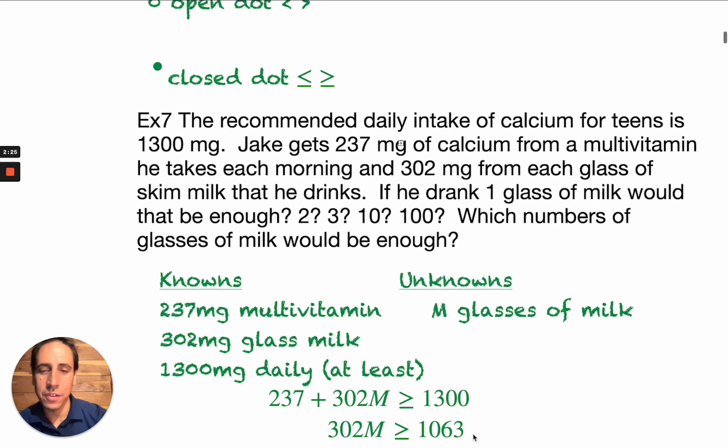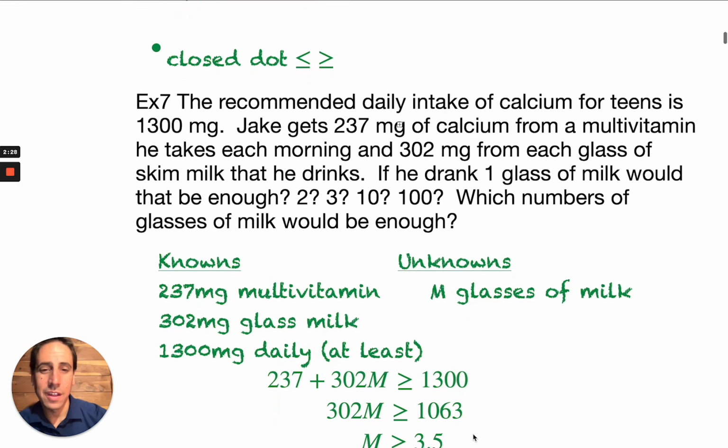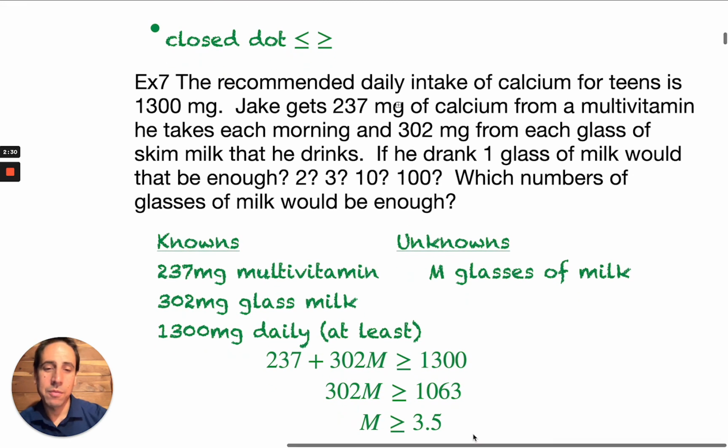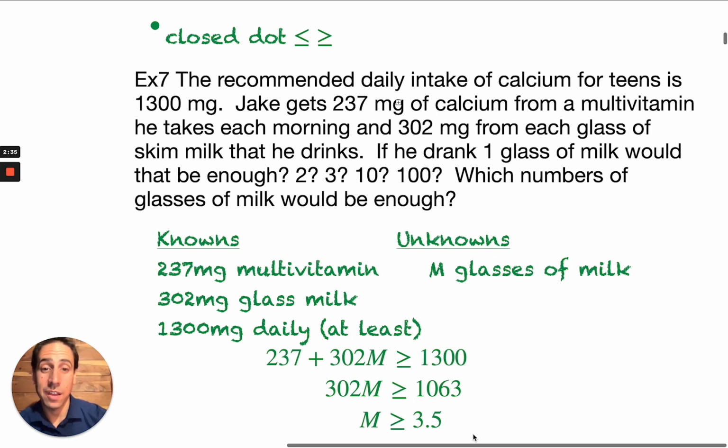All right, so solving this, subtract 237 from both sides, divide both sides by 302, and rounding it, you get that he needs about 3.5 glasses of milk every day.